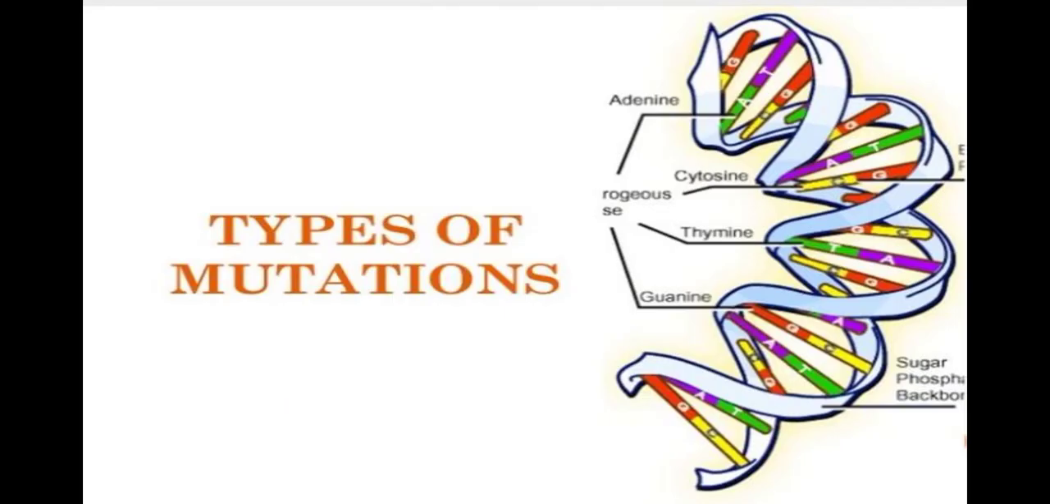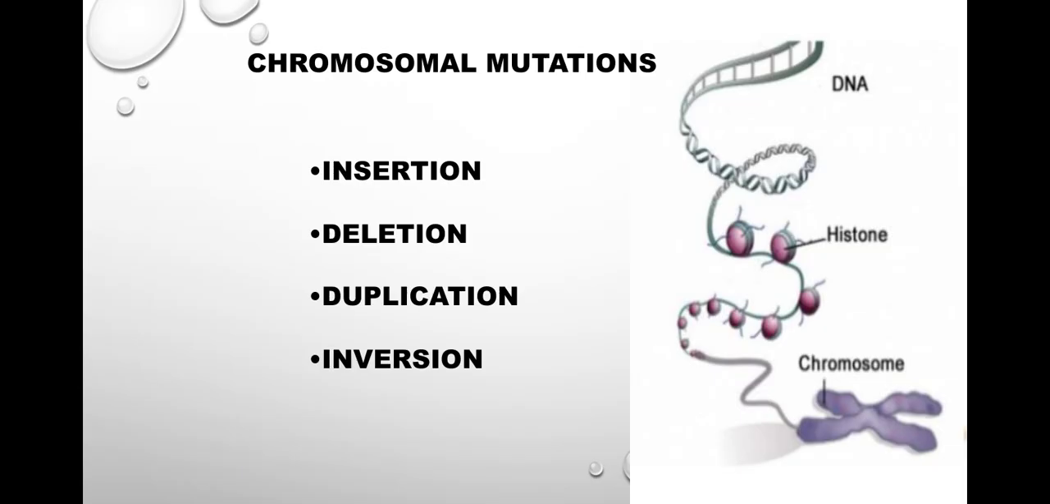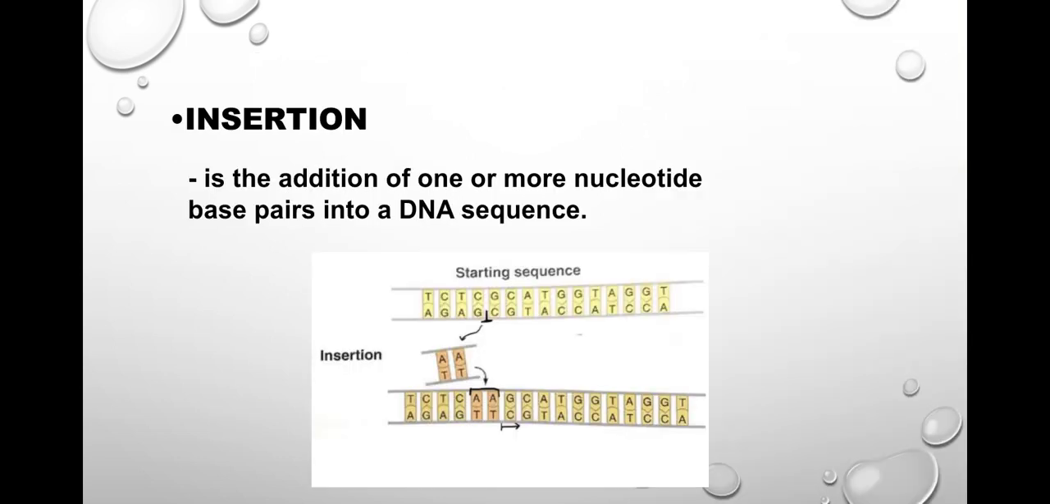In mutation, there are four types. In chromosomal mutations, there are insertion, deletion, duplication, and the last one is inversion. The first one is insertion. It is the addition of one or more nucleotide base pairs into a DNA sequence. Insertion is also called an insertion mutation. This can often happen in microsatellite regions due to the DNA polymerase slipping on a chromosome level. An insertion refers to the insertion of a larger sequence into a chromosome.